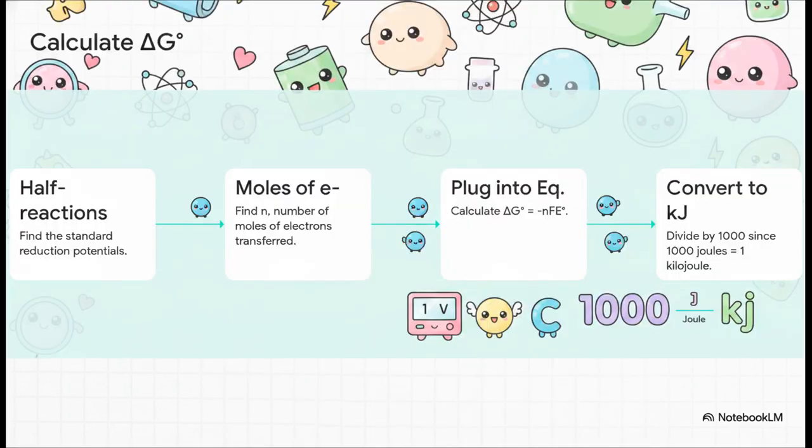To nail this calculation flawlessly every single time, you just follow 4 simple steps. Find your half reactions, determine your moles of electrons, plug it all into our equation, and then, this is key, check your units. The units cancel out beautifully when you remember one vital fact: 1 volt is exactly equal to 1 joule per coulomb. Now, because your answer is going to spit out in joules, step 4 reminds us that you must ultimately divide by 1,000 to get kilojoules, which, of course, is the standard unit for Gibbs free energy.